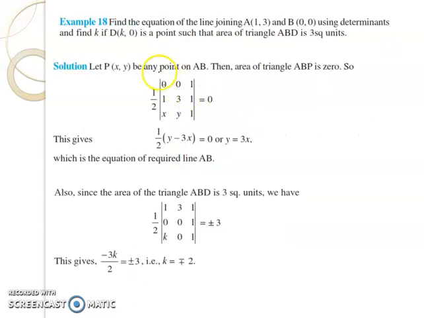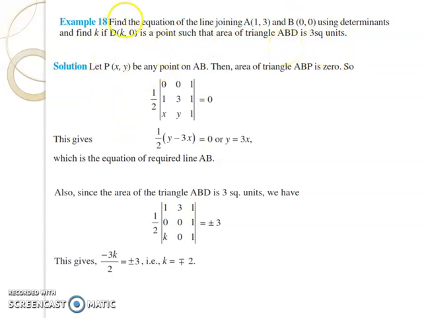So now this is very simple, but sometimes we come across some tricky questions. So the next example is our tricky question. We will see how to solve this. Find the equation of the line joining the points A (1, 3) and B (0, 0) using determinants. This is the first part. And the second part is find K if D (K, 0) is a point such that area of triangle ABD is 3 square units.